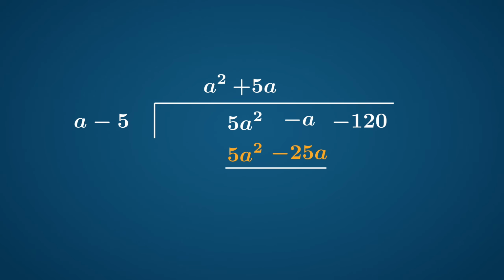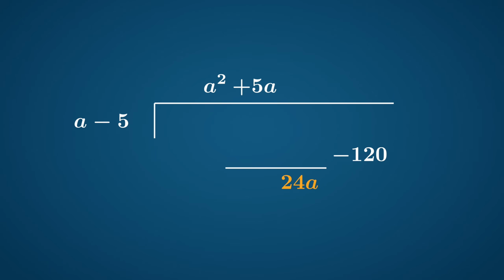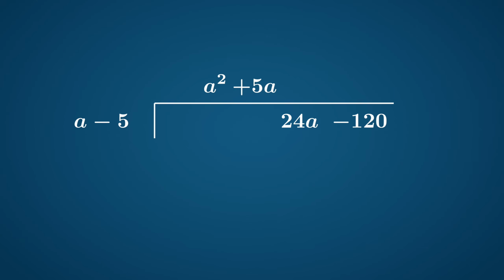We write these new terms below our working expression to subtract. We subtract 5a squared from 5a squared to get 0. We subtract negative 25a from the negative a term. This becomes negative a plus 25a, which gives 24a. We bring down the final term, the negative 120. Our final working expression is 24a minus 120.